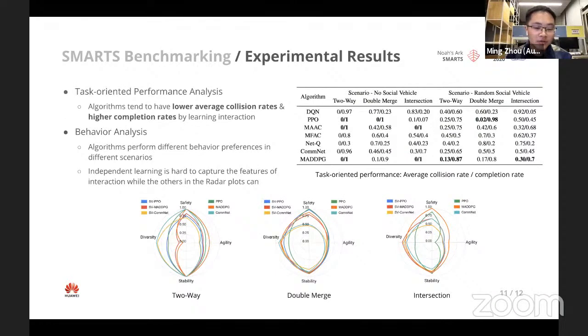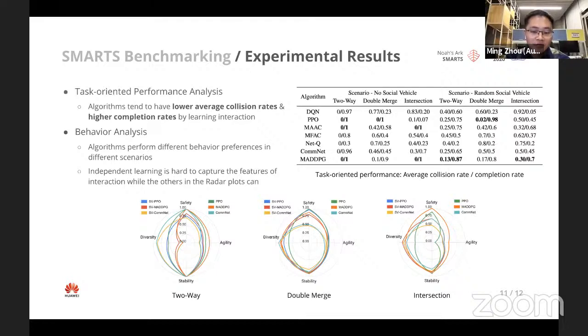Compared with independent learning algorithms like DQN and PPO, most of the others tend to have a lower collision rate and a higher completion rate. Because of the consideration of agent interaction, we use radar plots to analyze the behavior differences between the algorithms and the scenarios. For example, in the two-way scenario, the behavior difference concentrates on diversity, and in the other two, the behavior difference covers both diversity and safety.